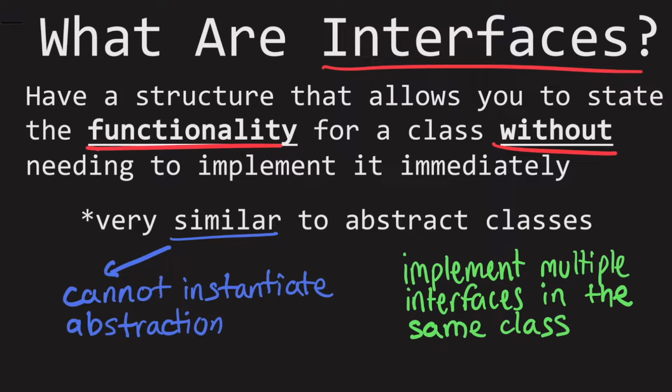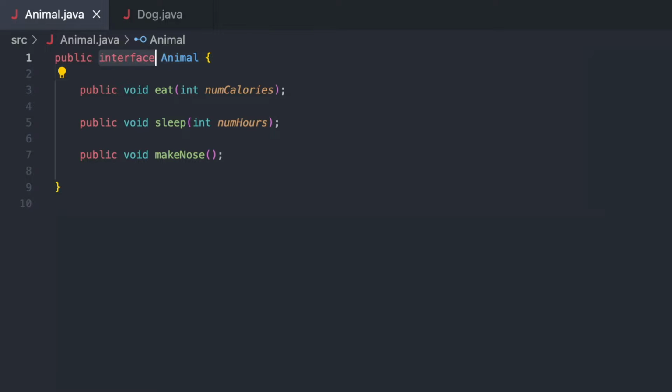Looking at some code, we have a public interface called animal. This is because animal is a very broad and abstract concept that can really apply to a lot of different things. You wouldn't want to create an animal object because animal isn't really an object and more of a concept.